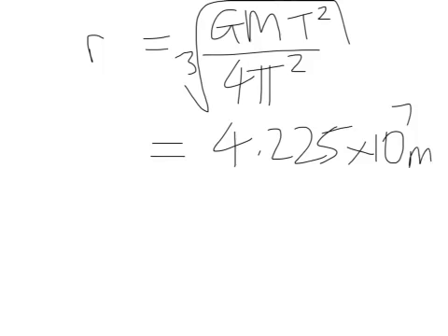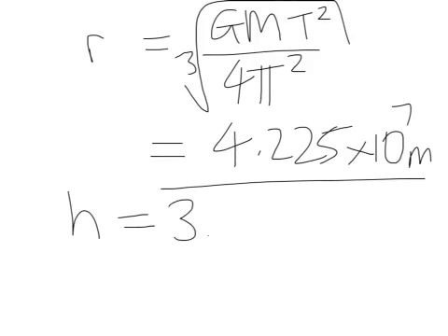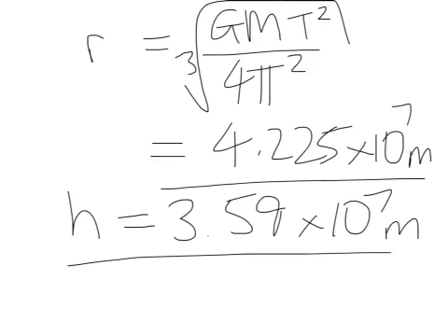Now that is not the height above the Earth's surface, that is just the orbital radius. So to get the height above the Earth's surface, h, we need to have that number and subtract the Earth's radius, 6.4 million meters, and you should then get the final answer of 3.59 times 10 to the 7 meters above the Earth's surface.